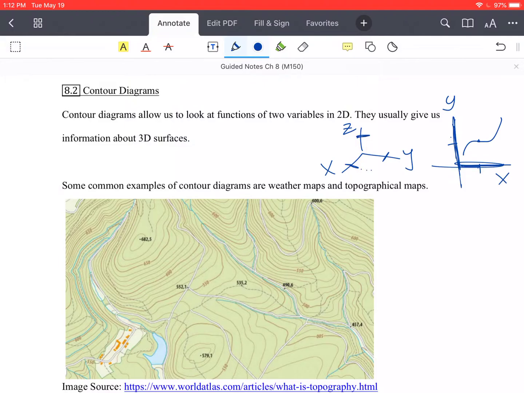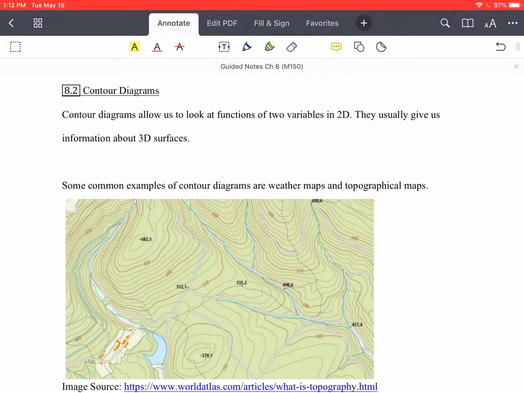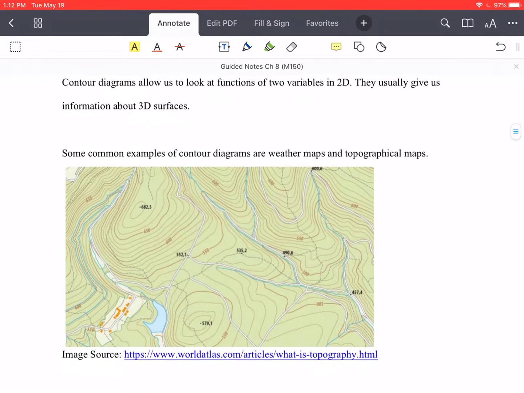You can just kind of visualize tracing this point up until it hits that coordinate there. Then we can look at 3D surfaces and curves using functions of two variables. But typically we don't want to have to work with 3D graphing, so we're going to use contour maps and contour diagrams to be able to describe the behavior of a function of two variables. Common examples of contour diagrams are weather maps and topographical maps.